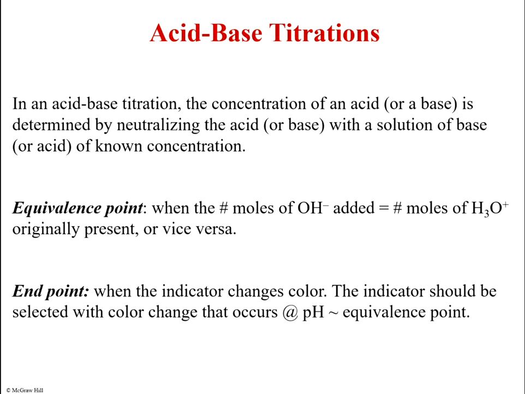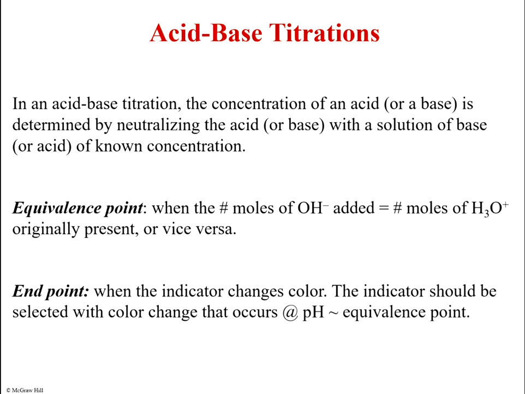When we carry out an experiment, we observe an endpoint. An endpoint is when our instrumentation, which might be a pH meter or an auto titrator, or if we do this manually, this is when the indicator color in the solution changes. And the indicator that we select should have a color change that occurs when the pH is at the equivalence point, or as close as possible to that value.